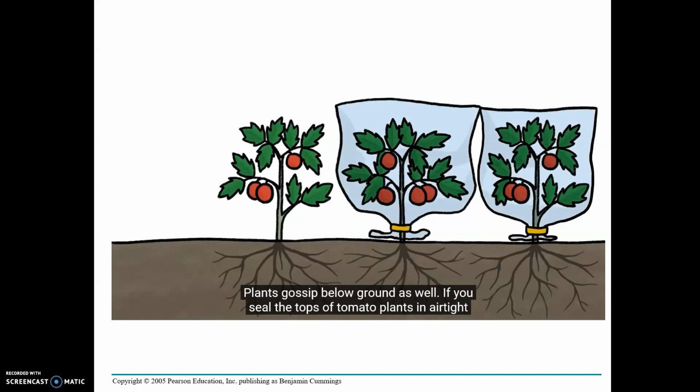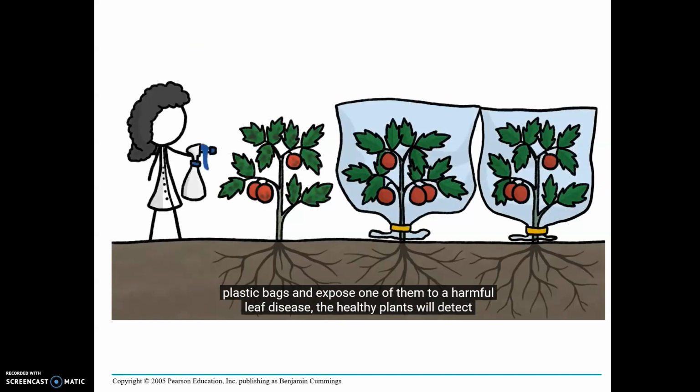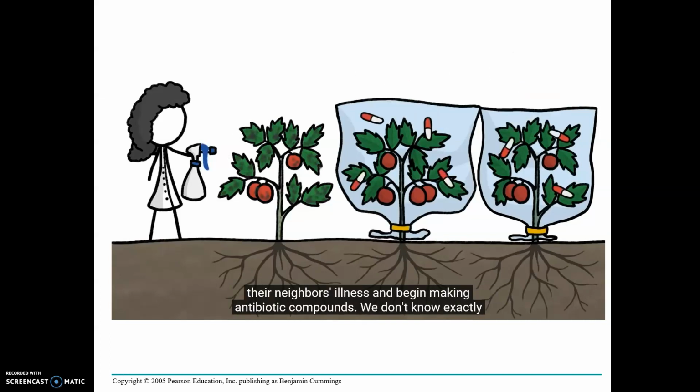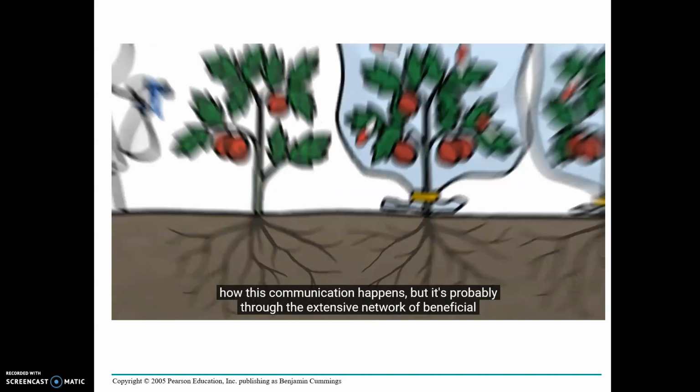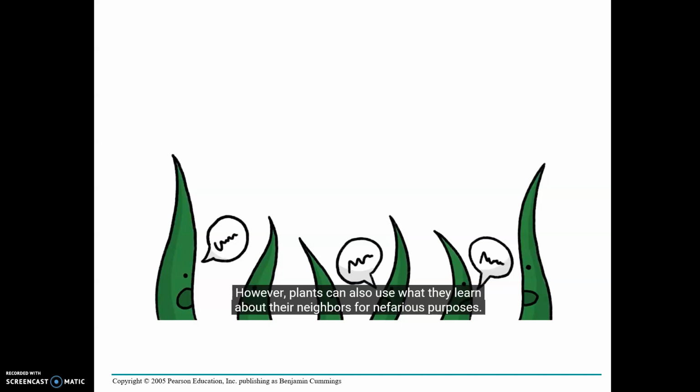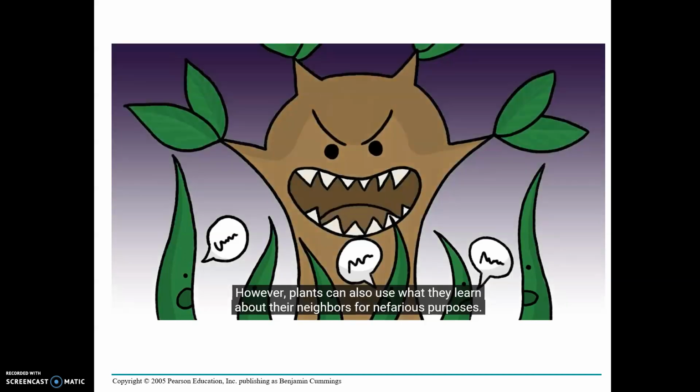If you seal the tops of tomato plants in airtight plastic bags and expose one of them to a harmful leaf disease, the healthy plants will detect their neighbor's illness and begin making antibiotic compounds. We don't know exactly how this communication happens, but it's probably through the extensive network of beneficial fungi that help plant roots absorb and share water and nutrients. However, plants can also use what they learn about their neighbors for nefarious purposes.